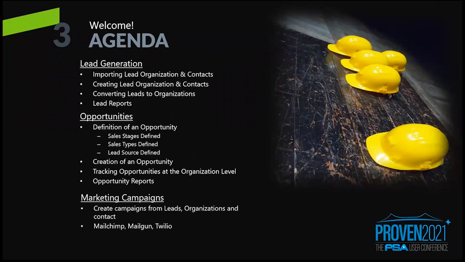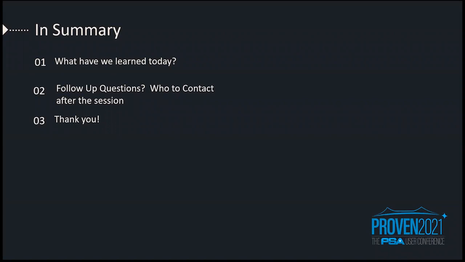So now we've completed all of the 3 areas in our session today. So in summary, what have we learned? We learned the difference between a lead organization and an organization within our job management. We learned how to create leads, import leads. We also discussed opportunities and how that can assist you in your future planning. And lastly, we learned how to create a marketing campaign.